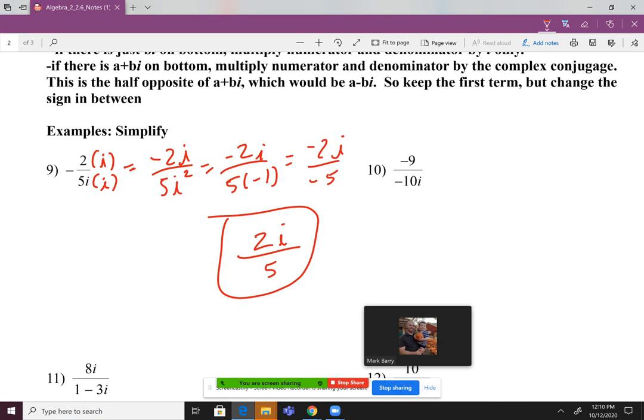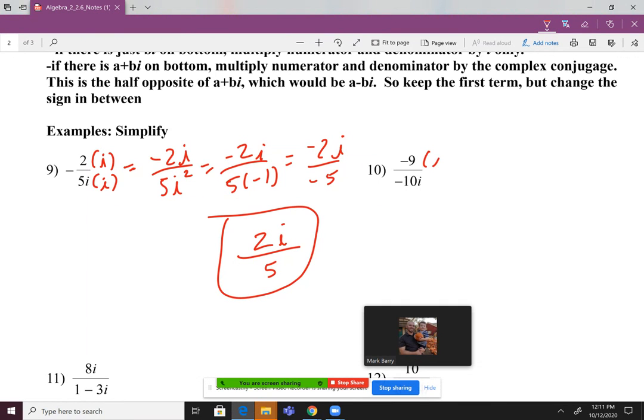So our goal on these is, we don't like i in the denominator for whatever reason. So whenever I have an i in the denominator, this is how I move it to the numerator, okay? But I have to do the same thing to the numerator and denominator. I think I shared that SpongeBob meme with you guys on Thursday, right? Whatever you do to the denominator, you've got to do it to the numerator. All right, so let's try out number 10 then.